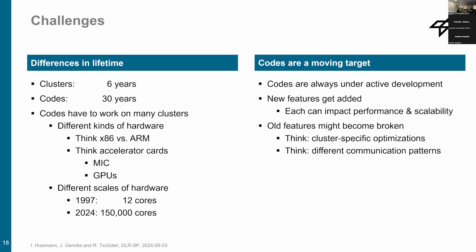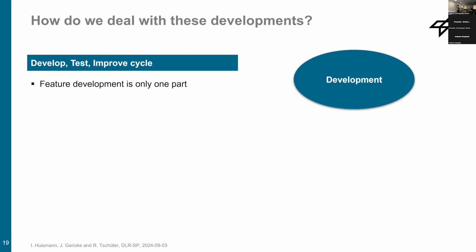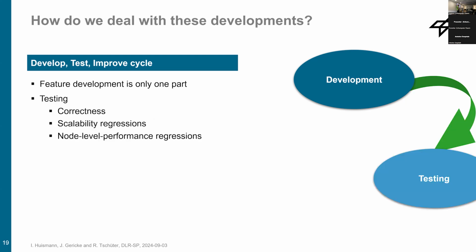And that is where all of us here come in. Because somehow we need to deal with all of those developments, and just developing does not lead to a working code that works on other clusters. There, we first need to do testing, which means testing whether the code is still correct, whether it has got scalability regressions compared to the last version, whether it has got node level performance regressions compared to the last version.